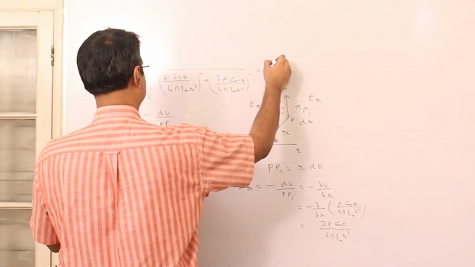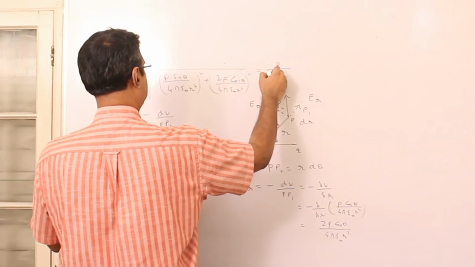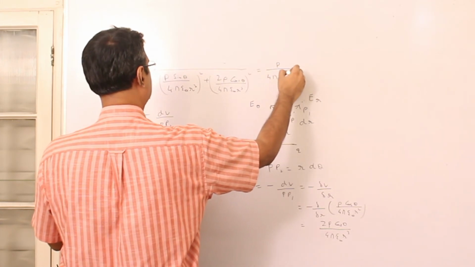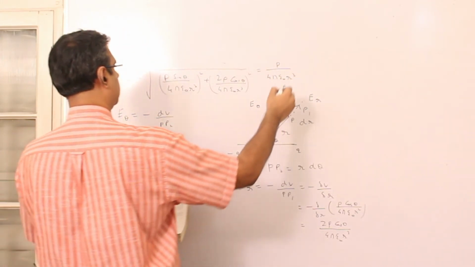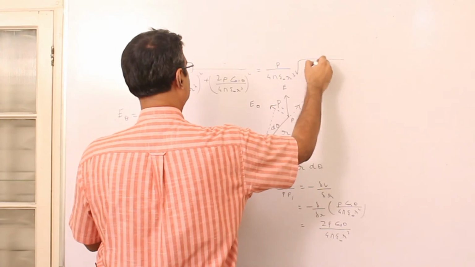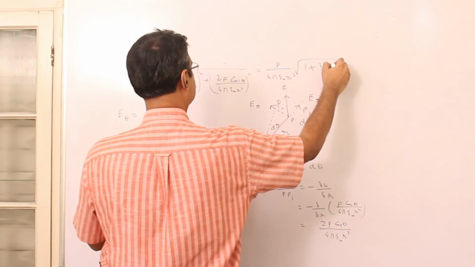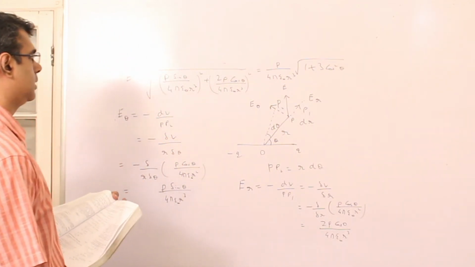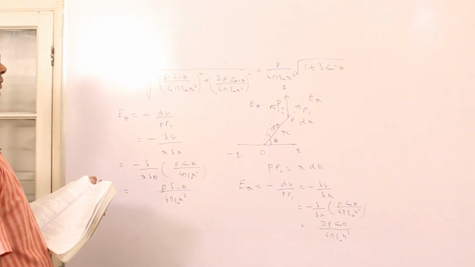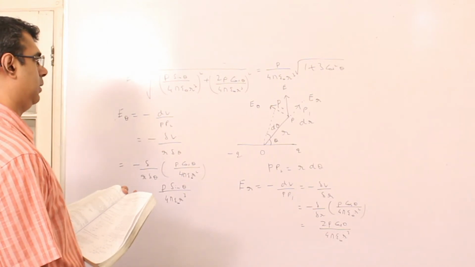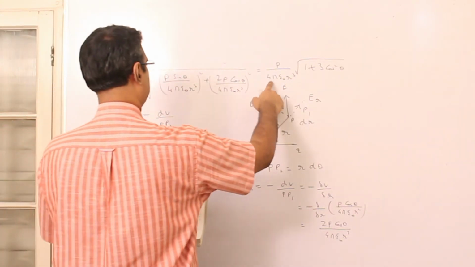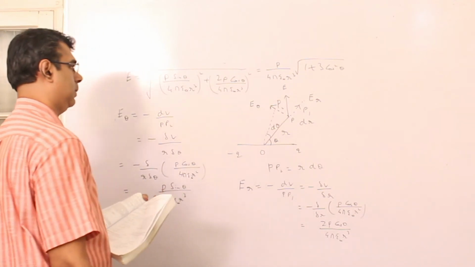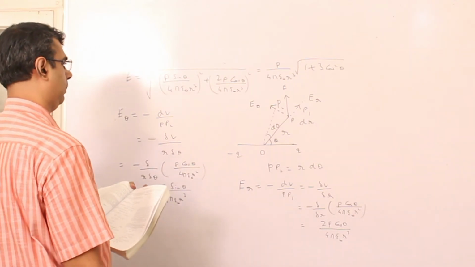If you simplify this, you will get P divided by 4 pi epsilon naught r cube into root over 1 plus 3 cos square theta. So this is the formula to find the field at the point P: P divided by 4 pi epsilon naught r cube into root over 1 plus 3 cos square theta.